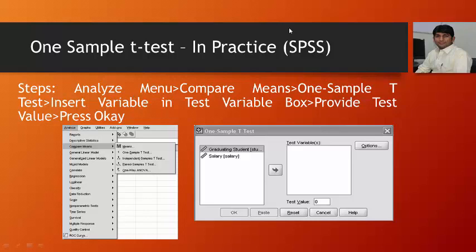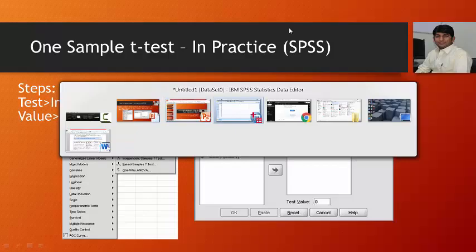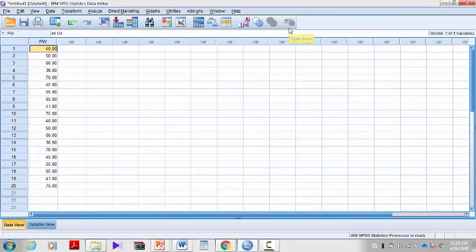Let's do the same scenario in SPSS. I entered the data in SPSS having 20 units and the same weights that were provided by my technical assistant.